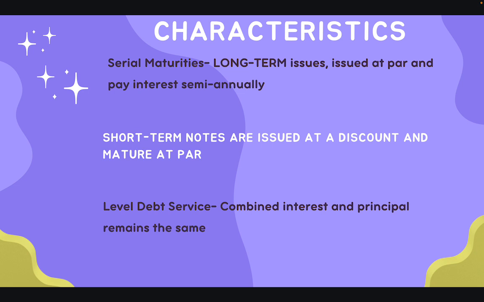And we have something called level debt service. That is where combined interest and principal remains the same. Think of a mortgage payment. When you make a mortgage payment, at first you're paying mostly interest, right? The first few years are mostly interest. That's when people are like, argh, that's so annoying, I'm not even touching my principal. But your monthly payment remains the same. That is what level debt service is. The payment stays the same, even though the principal and interest percentages within the payment change.